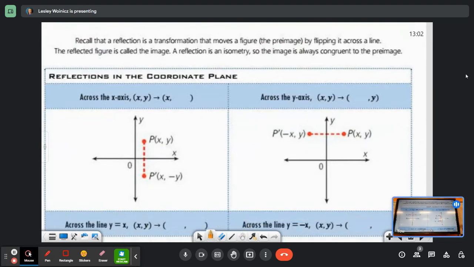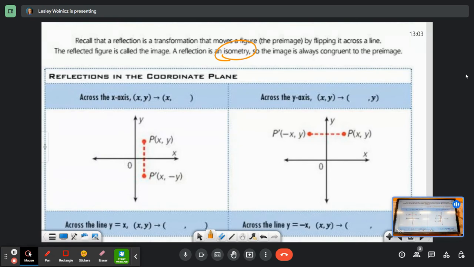Okay, recall that a reflection is a transformation that moves a figure, our pre-image, by flipping it across the line. The reflected figure is called the image. A reflection is an isometry, so the image is always congruent to the pre-image. Remember that in an isometry, we are preserving angle measure and we're preserving all the segment lengths.